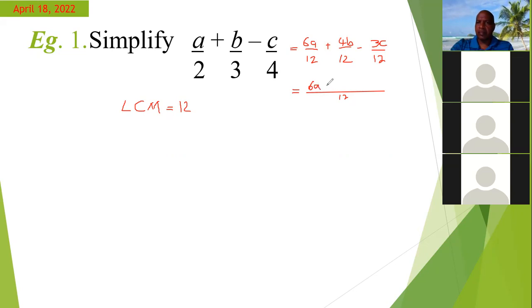Seven. What do we get, miss? Sir, we can't add unlike terms.